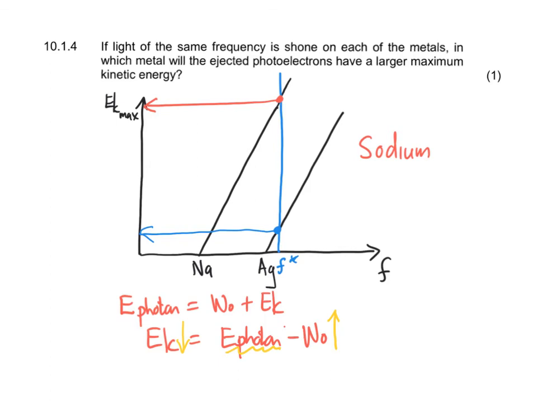If the work function decreases and is smaller, as in the case of sodium, then the kinetic energy of the electrons is going to be more. So there are different ways of answering this question conceptually, arriving at the same answer. But don't be misled. This 1-mark question requires a deep understanding of the phenomenon.